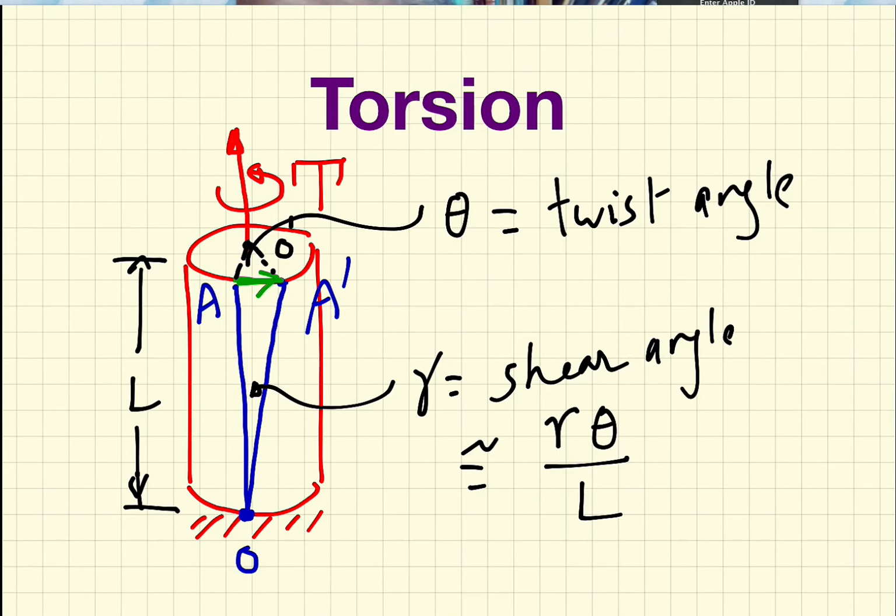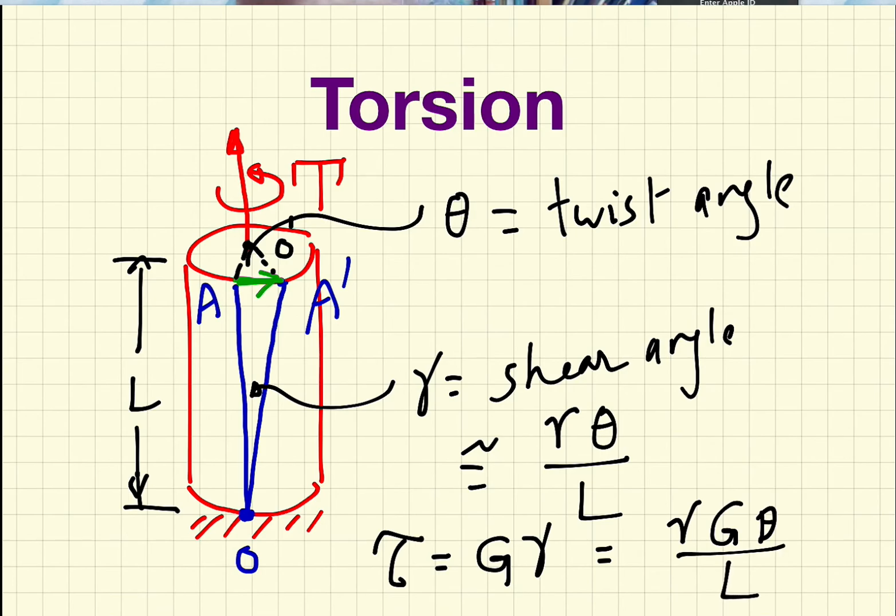So if we now consider the stress, we have a shear stress. The shear stress is proportional to the shear strain, so we would have R times G times theta divided by L. In other words, we have some kind of a constant times R. In other words, the shear strain and the shear stress, both of them are linear with the distance from the center of the coordinates.